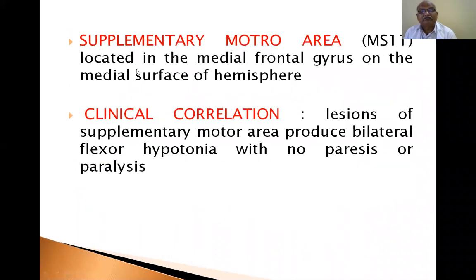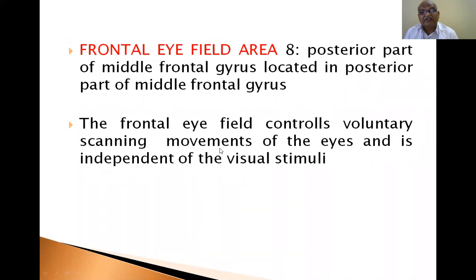Supplementary motor area, located in the medial frontal gyrus. Clinical correlation: lesion of the supplementary motor area produces bilateral flexor hypotonia. Hypotonia means flexor muscles become loose, so the tone of the muscles is decreased with no paresis or paralysis. Paralysis is not present, but the functional tone of the muscle is decreased. Flexor muscle functional tone is decreased with supplementary motor area damage.